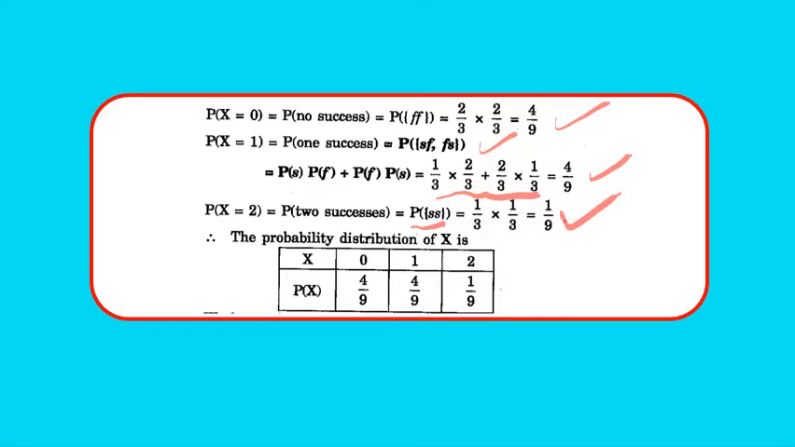So the probability distribution of X is, if X equals 0, P(X) is 4 upon 9. X equals 1, P(X) is again 4 upon 9. And X equals 2, so P(X) is 1 upon 9. Clear? So pause and note down the solution.